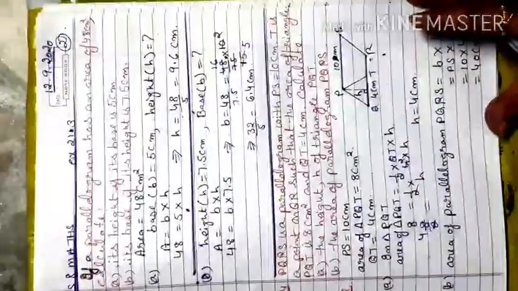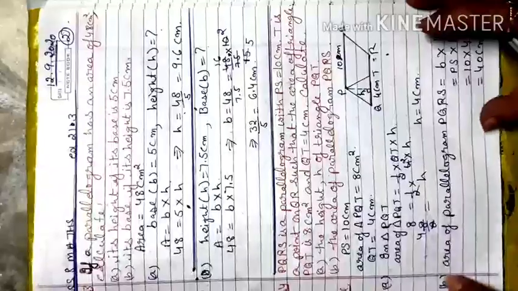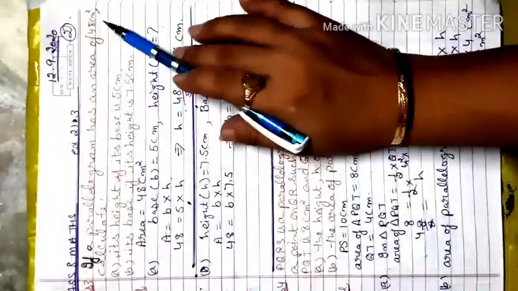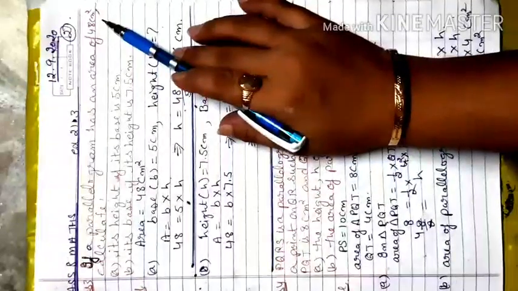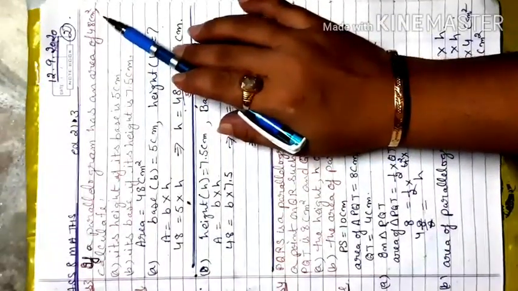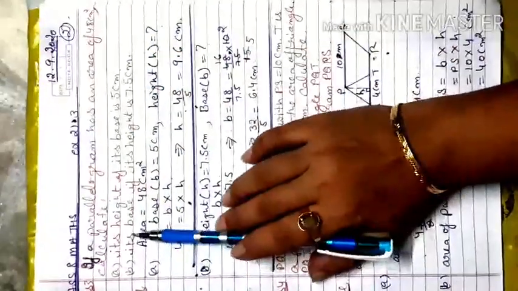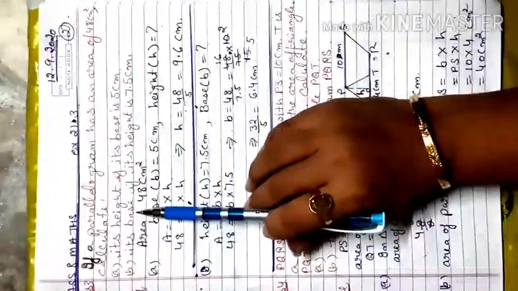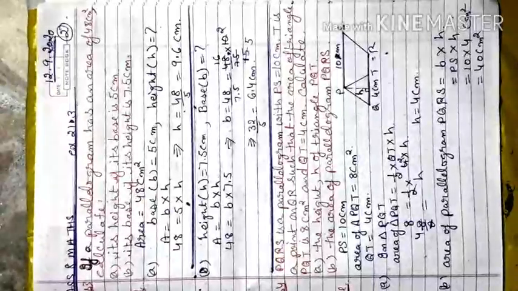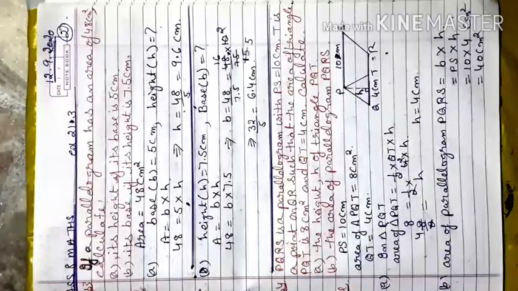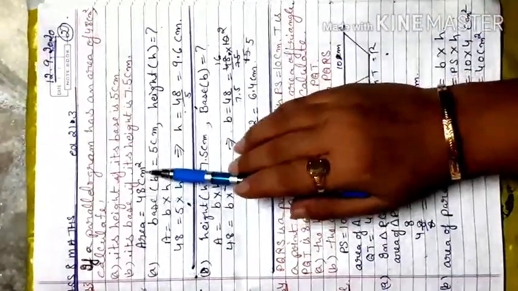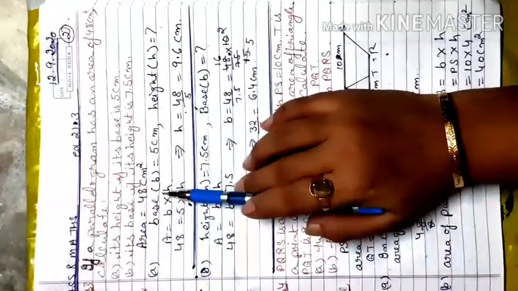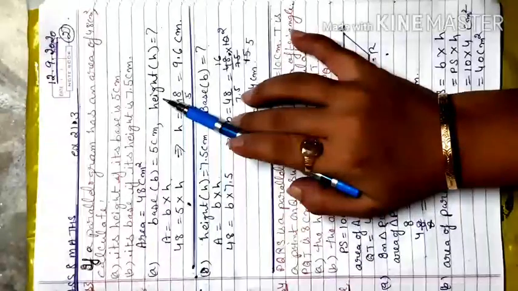Now your third question: a parallelogram has an area of 48 centimeters square. You have to calculate the height if the base is given, and in the second part you have to calculate the base if the height is given. So you have the common area of 48 centimeters square, and in the first part the base is 5 centimeters, and you have to find the height.